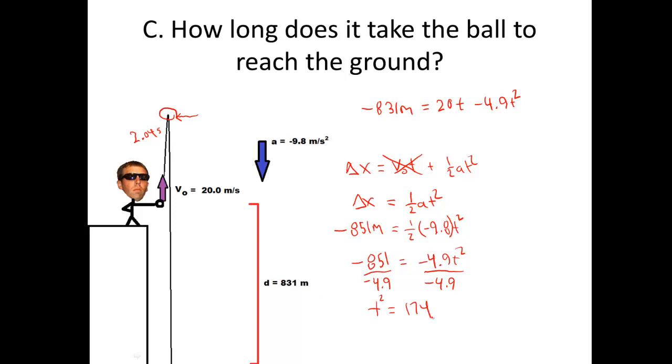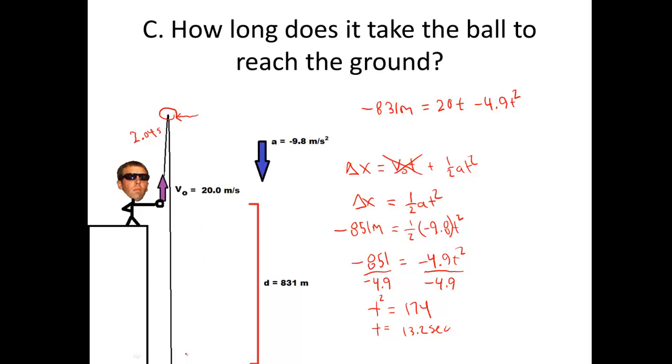And if we simply take the square root of both sides now, we will see that t equals 13.2 seconds. But be careful, that is not the time it took for the ball to go from Mr. Wilson's hand to ground level. All you've calculated is the time it takes for the ball to go from its maximum height to ground level.